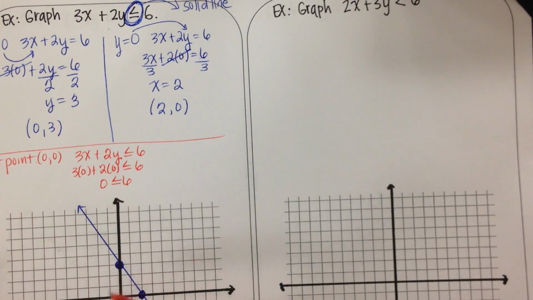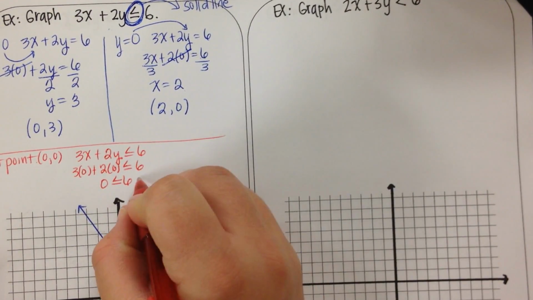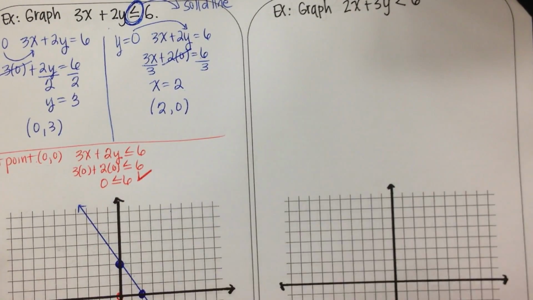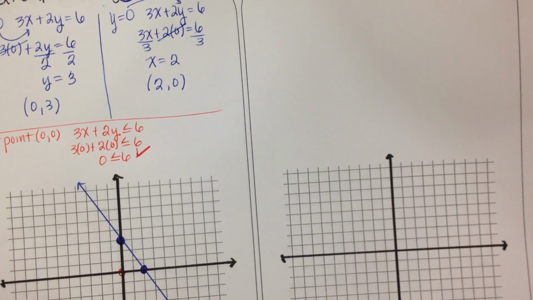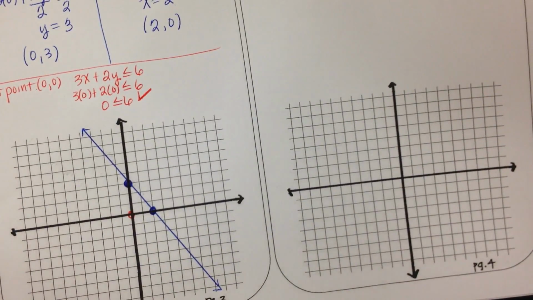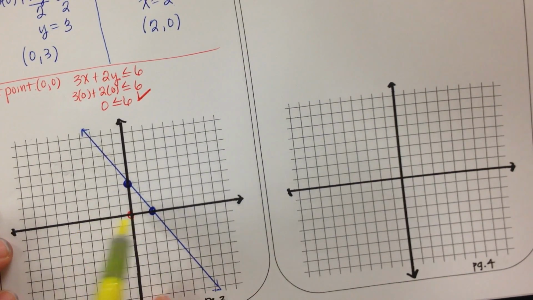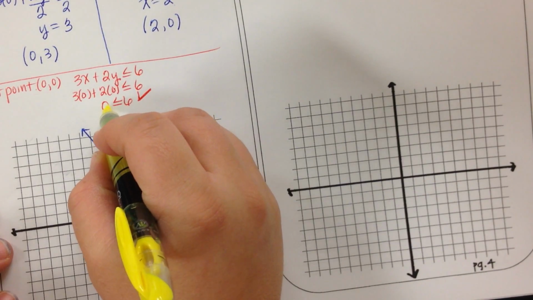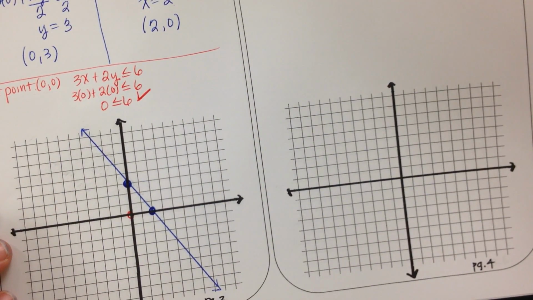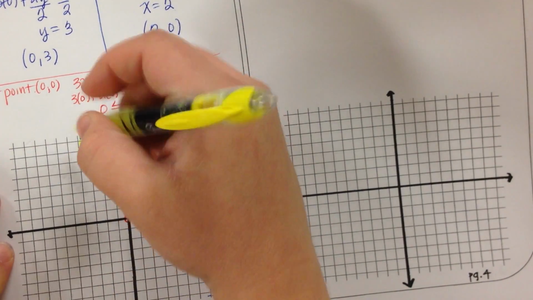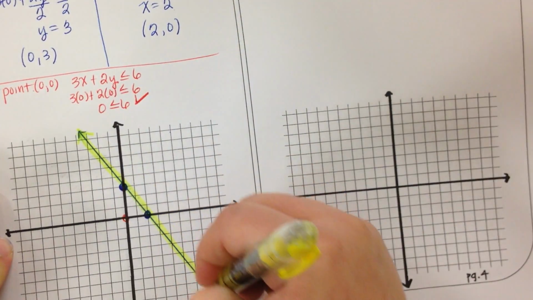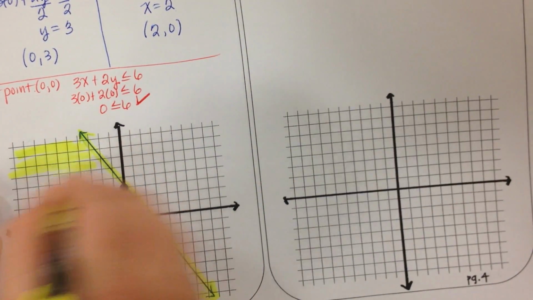Okay, so our test point, 0, 0, we did say that it satisfied the equation. So what area are we going to shade? The top portion? Yeah, we're going to shade the bottom because we need to make sure that 0, 0 is included in that area.